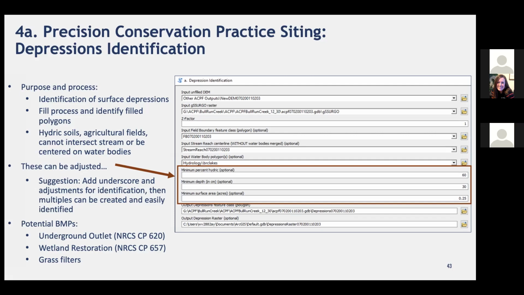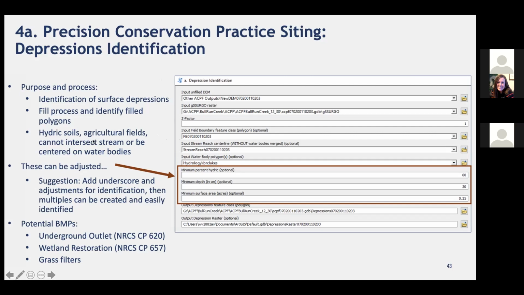So in this first step, what happens is we identify locations where there are depressions, and then we identify those polygons, those polygon areas. So you can see from the tool on the right-hand side of the slide that our key inputs here are the unfilled DEM, as well as our soils raster and our field boundary feature class. It's also important to put in our stream reach center lines and our water body polygons as well. So those inputs are important.